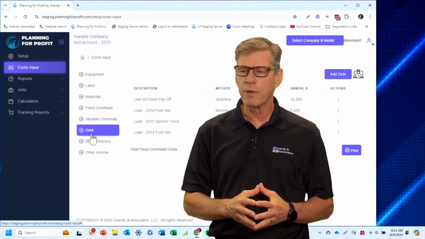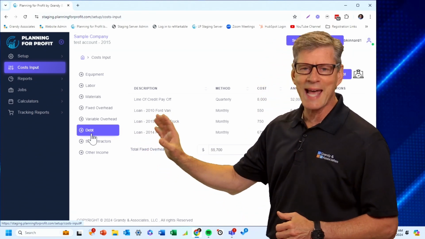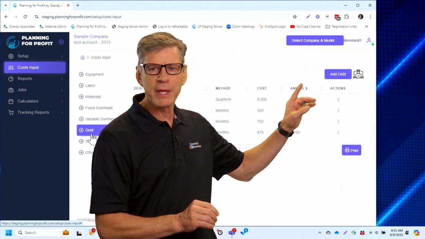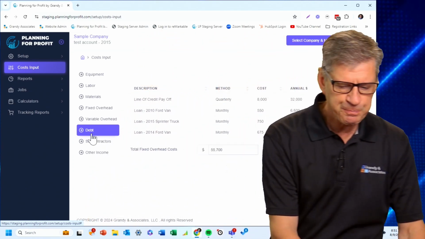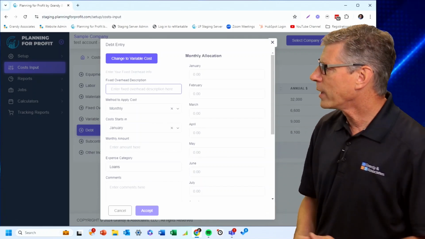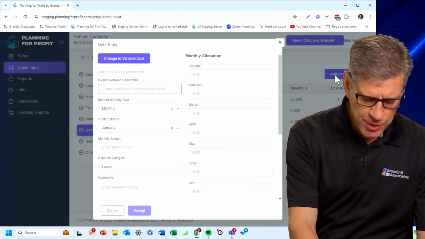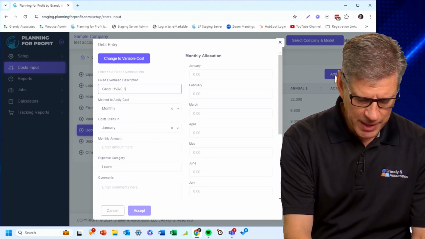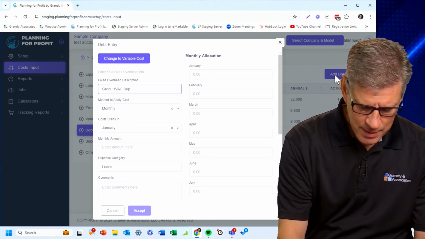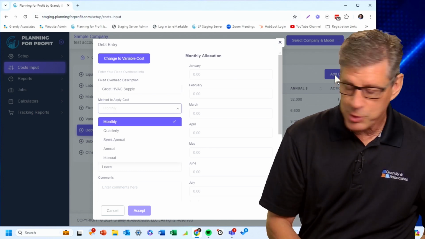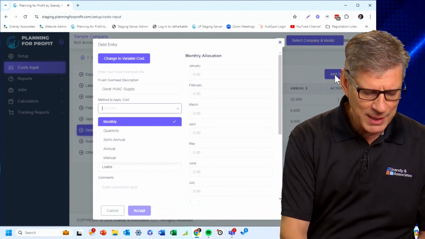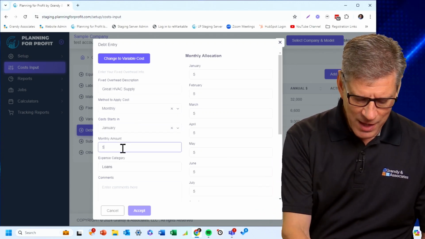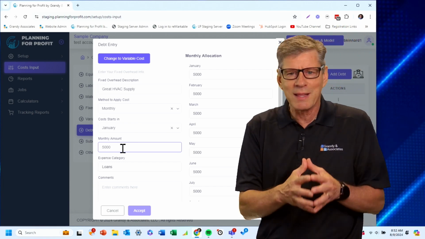Now, the debt category for cost input works exactly the same as the fixed overhead expense does, in that to add a new one, we'll simply come in here and say add a new debt. Once we click on that, we'll get the input screen. And so this would be a past due balance with Great HVAC Supply. How much are we paying it? Well, we're paying it monthly, right? So I'm going to leave monthly as my option, and my goal is to pay $5,000 per month until we get that balance covered.